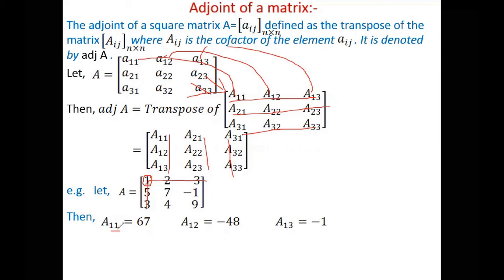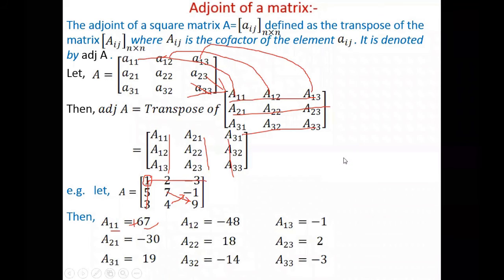1 plus 1 is 2, an even number, so it is a positive sign. Okay. So then you multiply 7 nines are 63, then minus of 4 into minus 1, ultimately plus 4, that's why 67. Similarly, we can find out the rest. So these are the values. Okay.